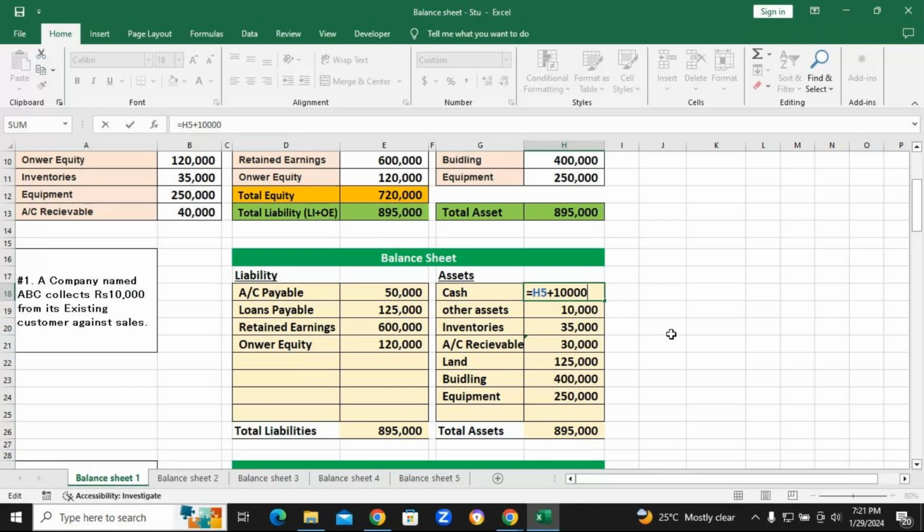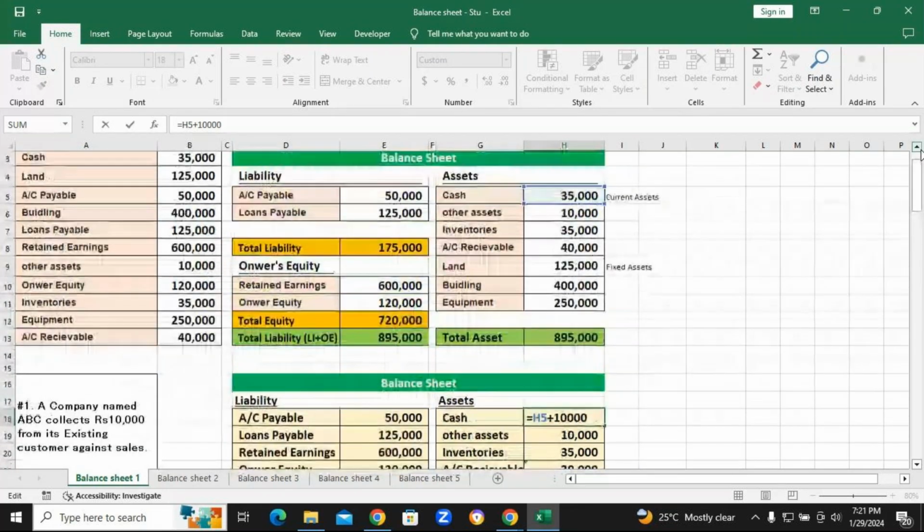Excuse me, ma'am. Yes, ma'am. Ma'am, can you explain the total liability of the first company? I mean, not the first company, before that. The beginning one, total liability.